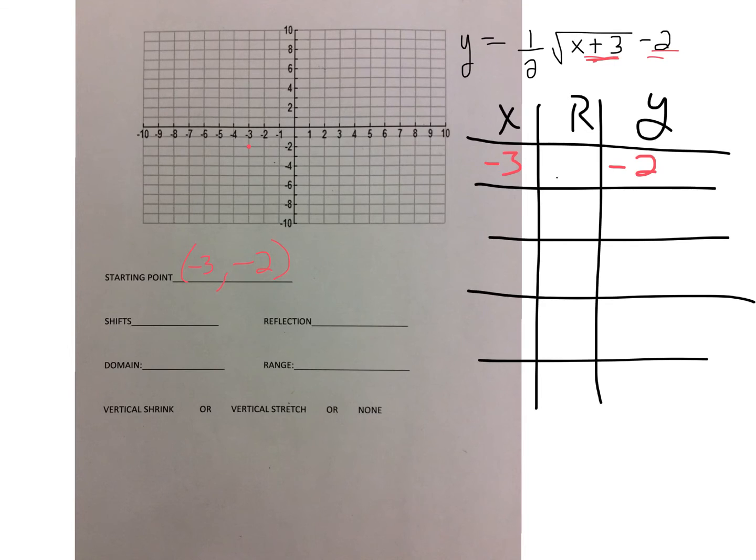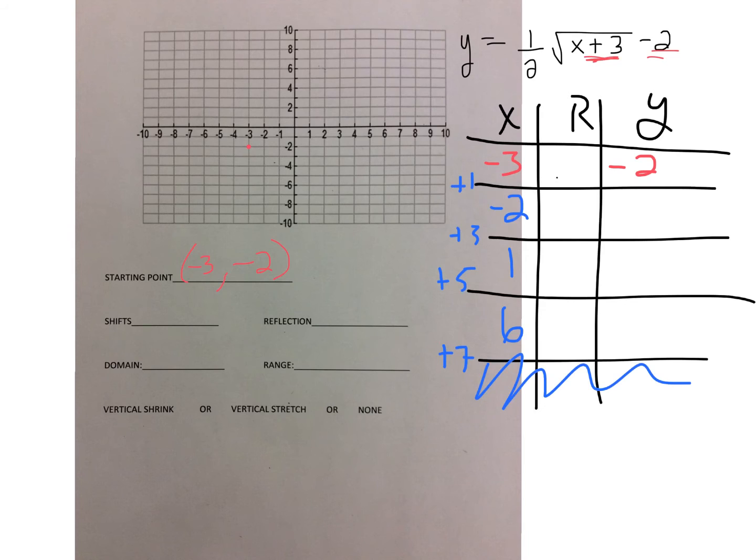Now from here, again, using our trick, okay, I'm going to add 1, add 3, add 5, add 7. So -3 plus 1 is -2. -2 plus 3 is 1. 1 plus 5 is 6. And 6 plus 7 is 13, so I'm not really worried about that.